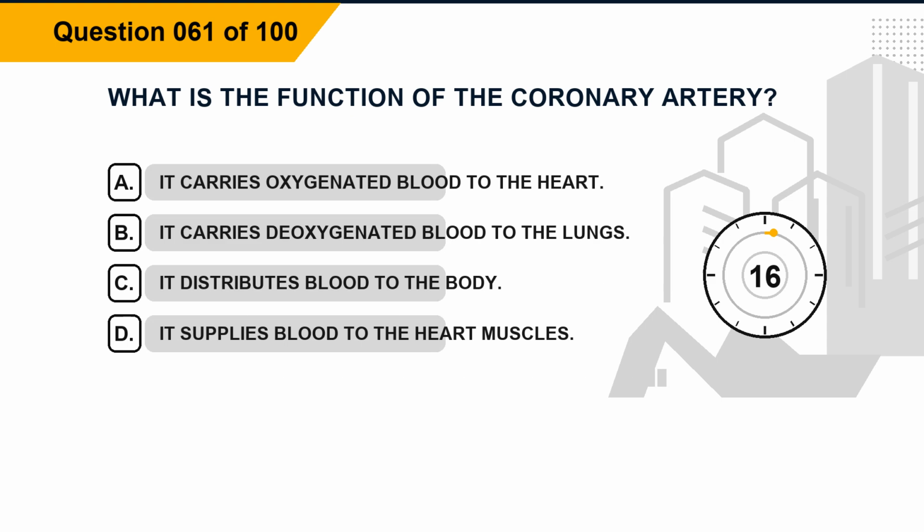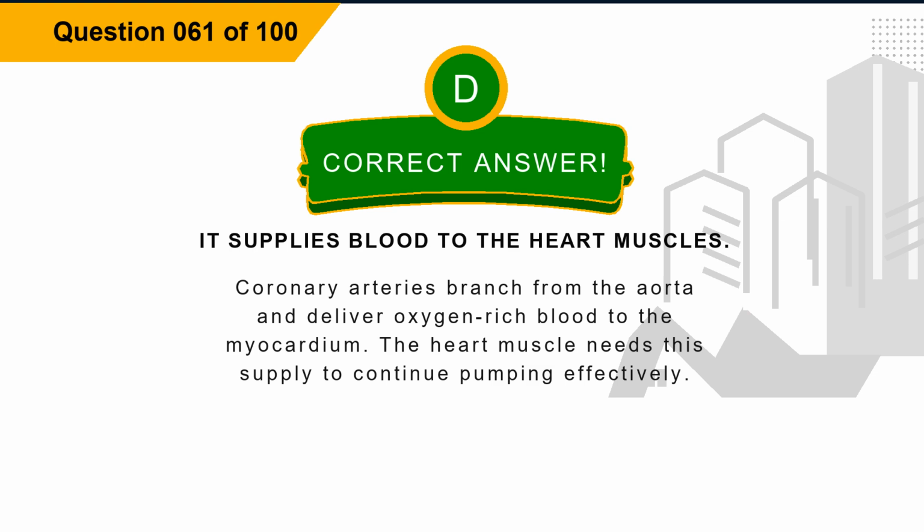Question 61. What is the function of the coronary artery? Option A, it carries oxygenated blood to the heart. Option B, it carries deoxygenated blood to the lungs. Option C, it distributes blood to the body. Option D, it supplies blood to the heart muscles. The correct answer is option D, it supplies blood to the heart muscles. Explanation: coronary arteries branch from the aorta and deliver oxygen-rich blood to the myocardium. The heart muscle needs this supply to continue pumping effectively.